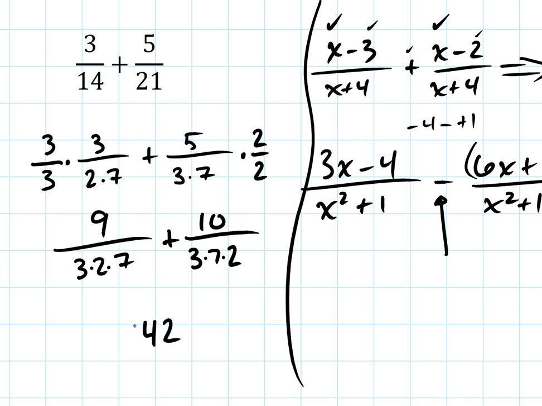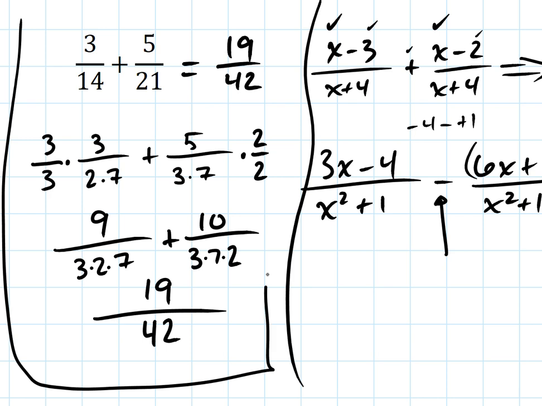And in my numerator, I've got 9 plus 10, which is 19. Because 19 is prime, I know that there's not going to be any common factors there. So this is my answer, right? This is equal to 19/42. So I'm going to be modeling this as I work with polynomials. And if you want, come back to this example and see what I'm talking about.